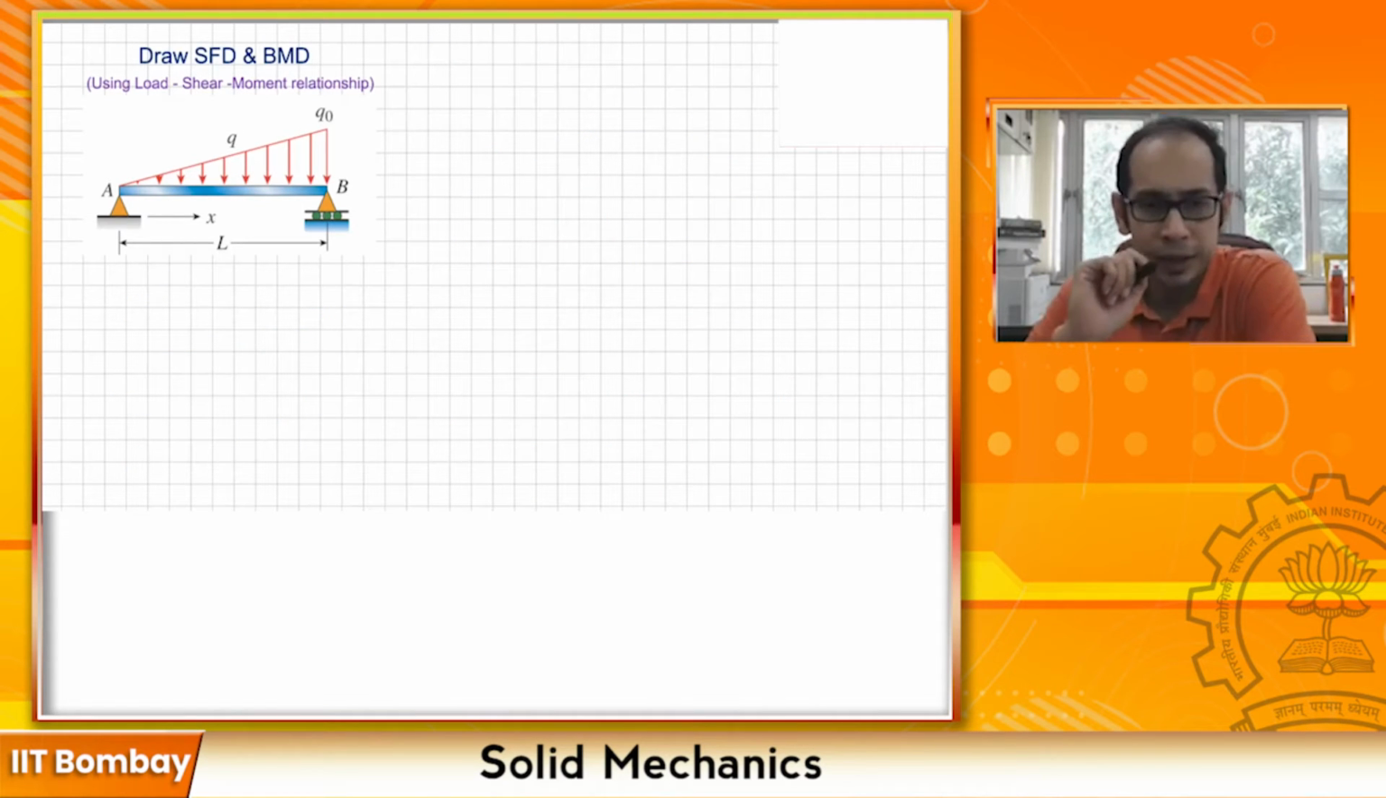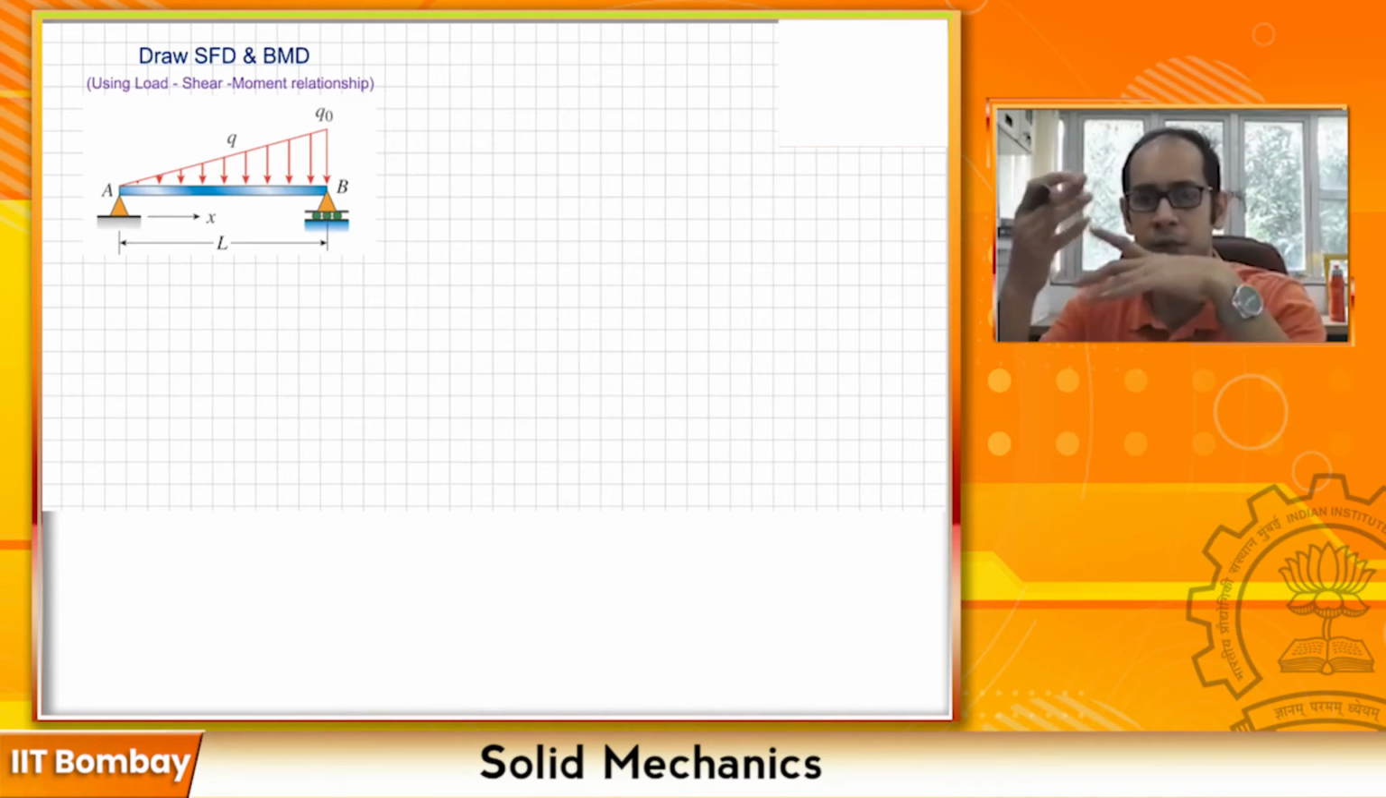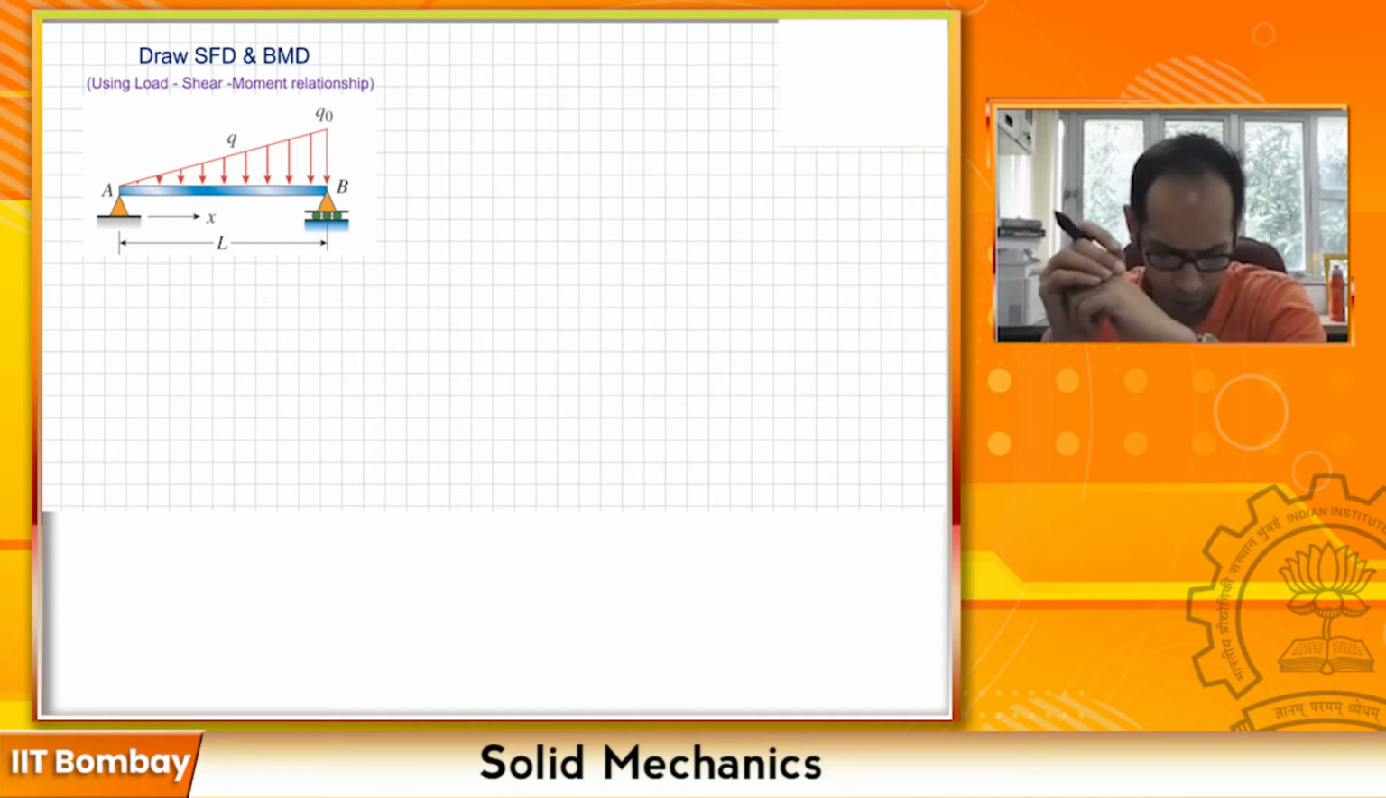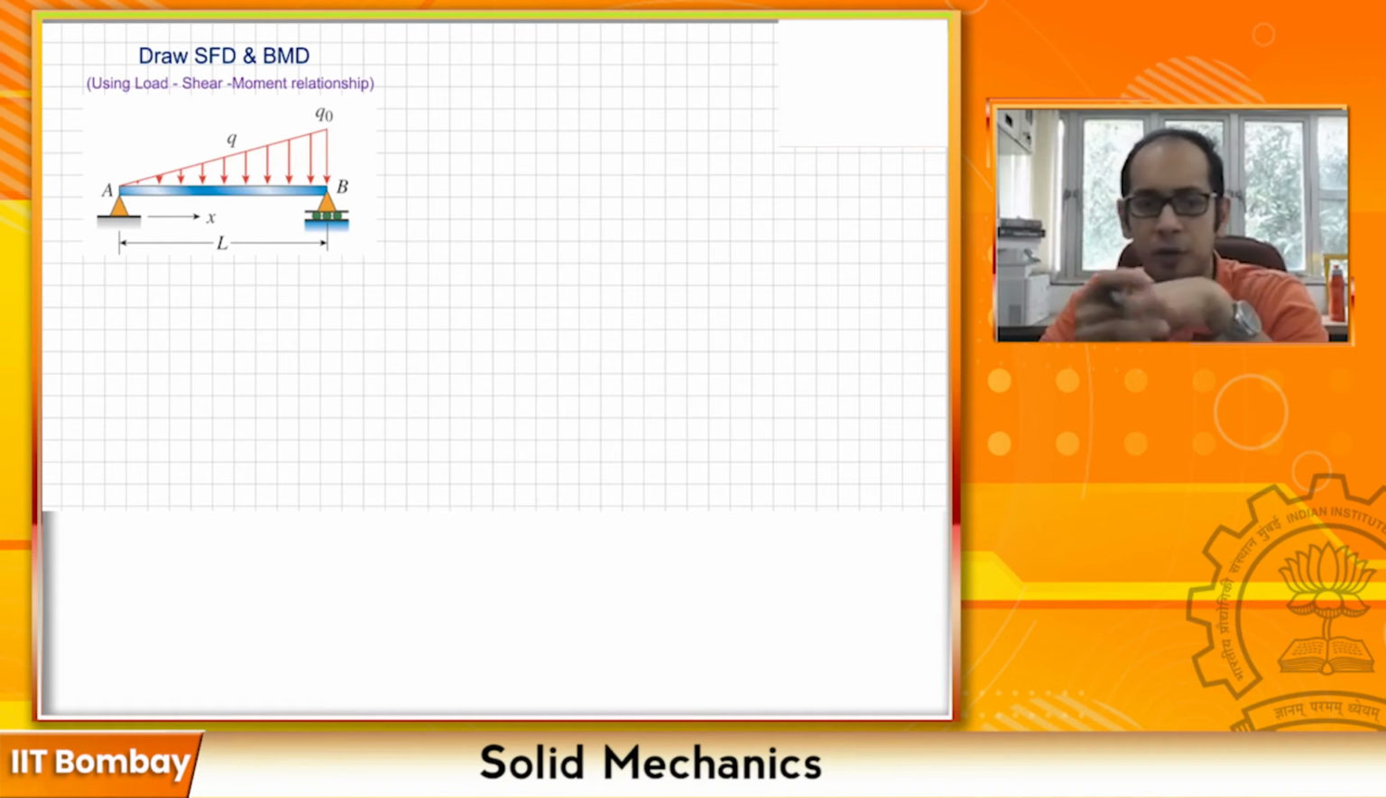This is the next example problem where you have a triangular loading as you had before, but now it's simply supported. Both the ends are simply supported. So we will see how the bending moment diagram and the shear force diagram vary. Now just from the looks of it, can you tell whether the bending moment will be negative or positive?